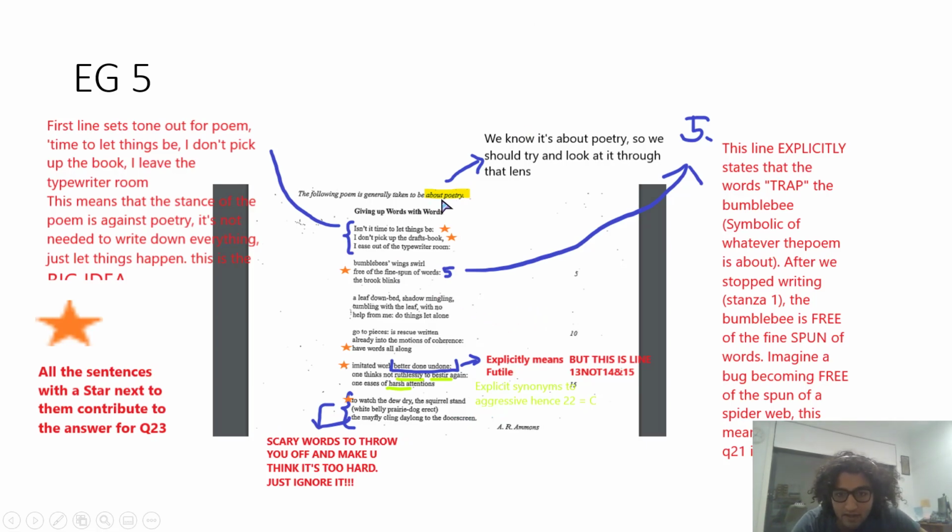A leaf down bed, shadow mingling, tumbling with the leaf, with no help from me. Do things let alone. Okay, this paragraph just adds to the main idea. No help from me, do things let alone. That's kind of like the saying is, it's time to let things be. We don't need to write down everything, just let things happen. Okay, keep reading. Go to pieces is rescue written, already into the motions of coherence. Have words all along emitted work better done undone.